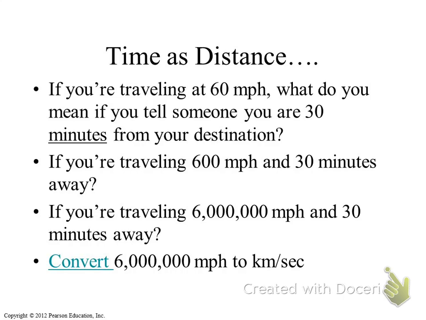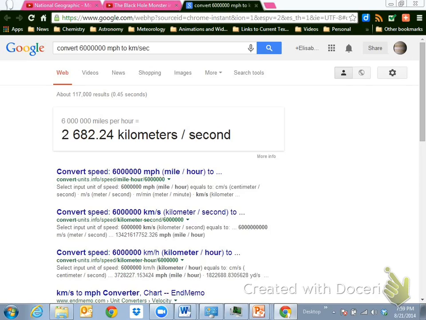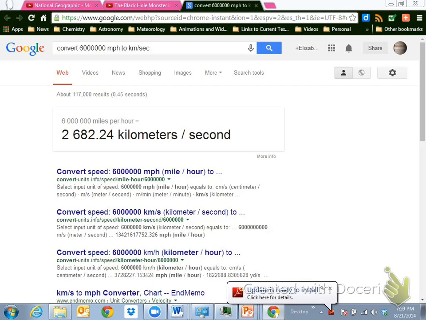By the way, did you guys know that you can use Google to convert units? Miles per hour isn't what we do in astronomy, but you're going to see in a minute the speed of light in kilometers per second. So if you want to convert 6 million miles per hour into kilometers per second, there you go. There's how fast your car's going in kilometers per second, about 2,600, 2,700.